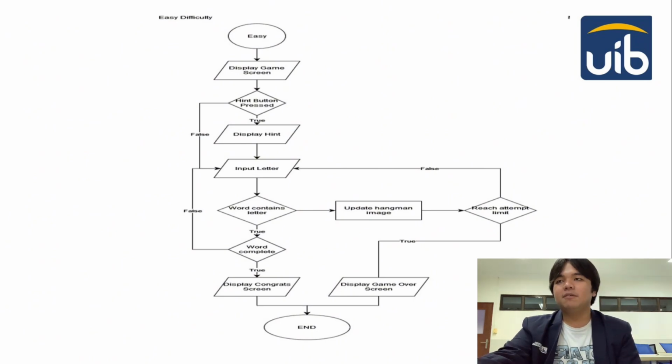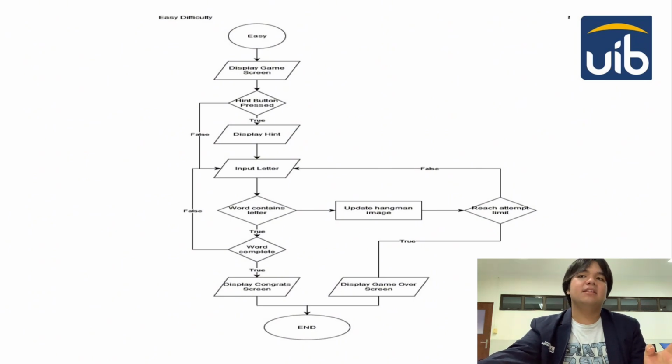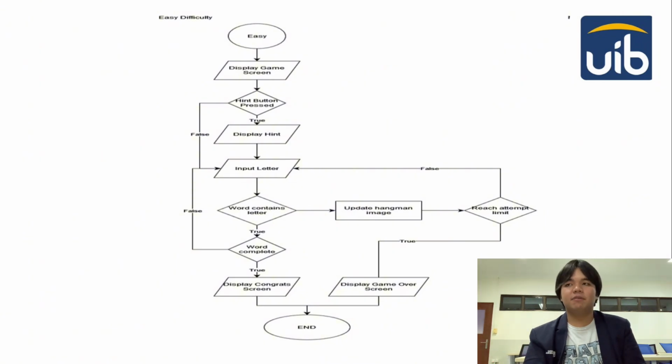The easy difficulty, which is shown in the flowchart: we display the game screen, and if we press the hint button, we display the hint, and we input the letter. If the letter is correct, we display the correct screen. If it's false, we input again, and if it reaches the attempt limit, then we display the game over screen. That's the end. The medium and hard will be presented by this guy.